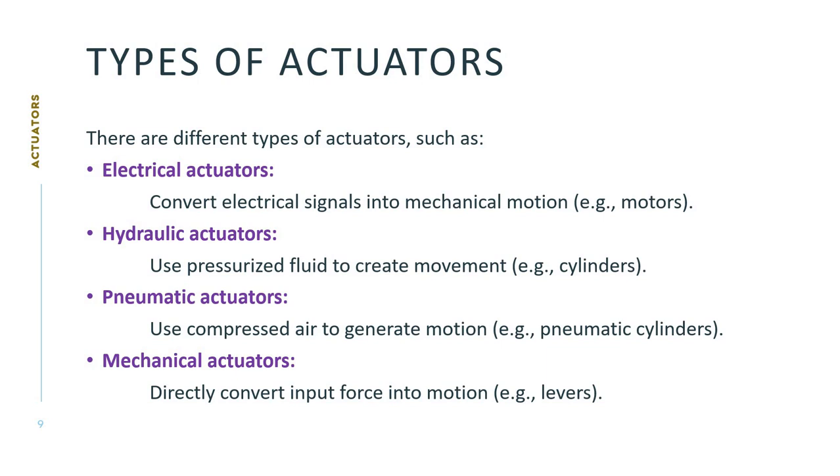So the first is by means of electricity. The second is by means of fluids. The third is by means of air, and the fourth is by means of how much pressure or force we give to make the object move. Okay, so these are the types of actuators. Let us look at them deeply one by one.